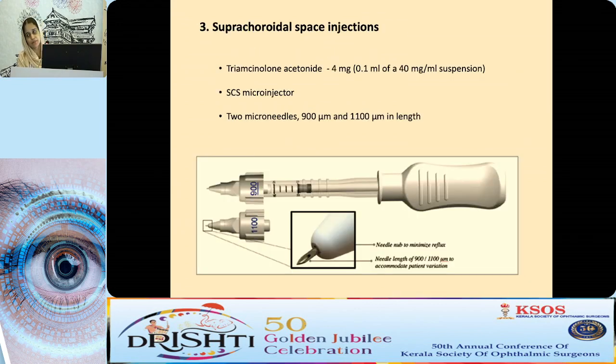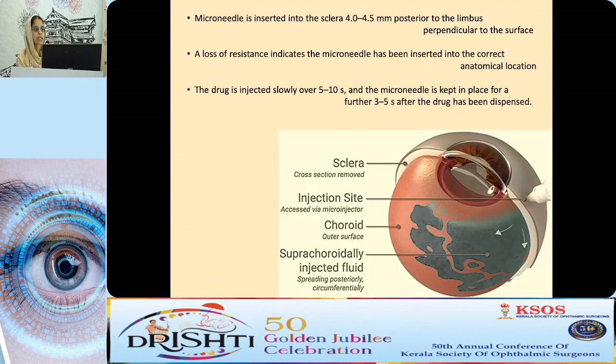Triamcinolone acetonide can also be given as suprachoroidal space injection with suprachoroidal space microinjectors. They are available with 2 microneedles of 900 and 1100 micrometers to accommodate patient variations. The microneedle is inserted into the sclera 4 to 4.5 mm behind the limbus perpendicular to the surface, and loss of resistance indicates the microneedle is in the adequate position. Then inject the drug slowly over 5 to 10 seconds. Then keep the needle for 3 to 5 seconds for the drug to dispense.